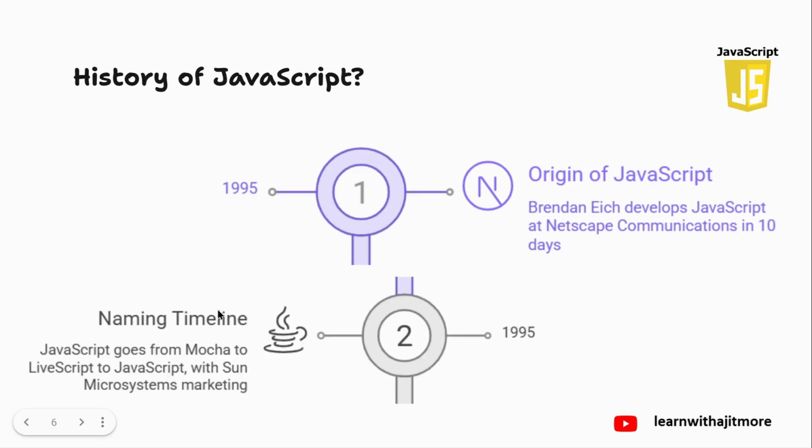करेक्ट? तो नेमिंग टाइमलाइन है जावास्क्रिप्ट. इनिशियली इट वाज कॉल्ड एज मोका, देन इट वाज कॉल्ड एज जावास्क्रिप्ट, then it was renamed to Java, then it was called as LiveScript. From LiveScript to JavaScript. JavaScript कब आया? When this company was taken over by Sun Microsystem.